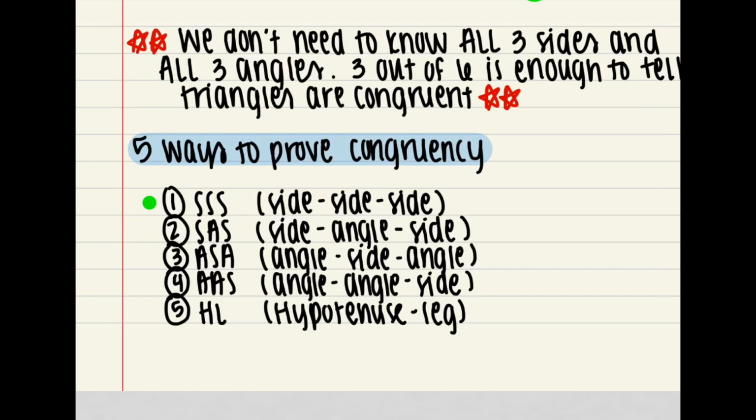The next one is side, angle, side. The third is angle, side, angle. The fourth is angle, angle, side. And then the fifth is hypotenuse leg. I'm going to go into a little bit more detail in just a second with some pictures, but these are the only 5 ways you're going to use to prove that 2 triangles are congruent.